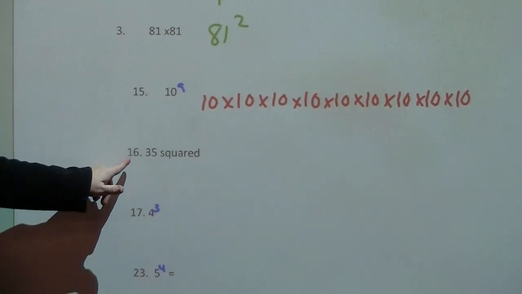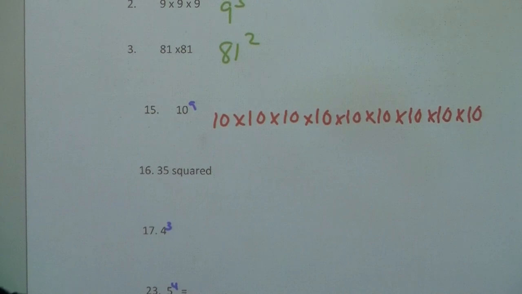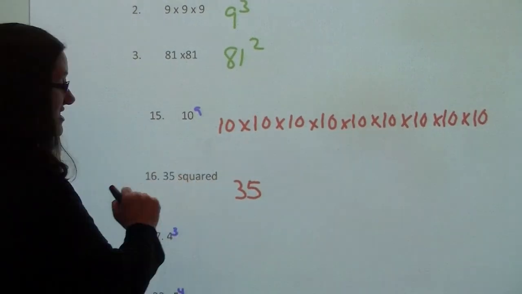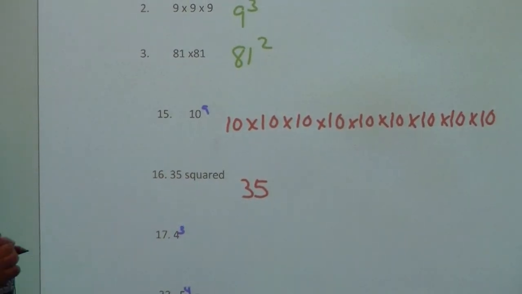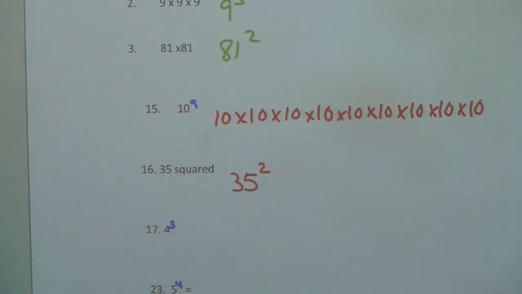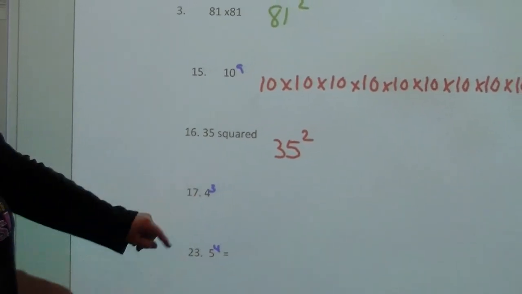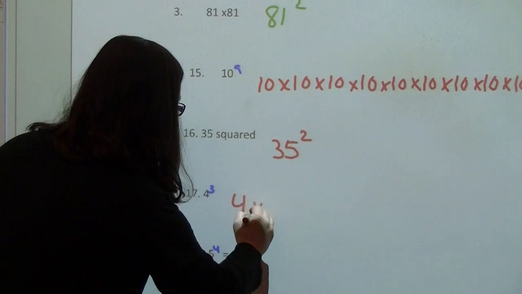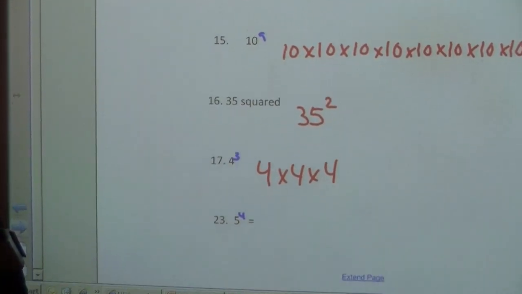All right, good job. Number 16 says 35 squared. They want that in expanded form. 35 is our what? Is our base. Good. And what does squared mean? What is going to be our exponent? What number does squared represent? 2. Good. So we have 35 times 35. All right, excellent. This one is 4 cubed because we got the 3. Okay, so what number is our base? 4, and how many times are we going to multiply it? 3. So we have 4 times 4 times 4.